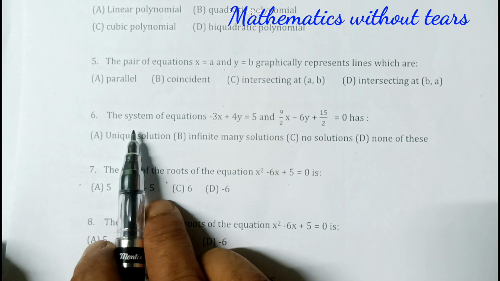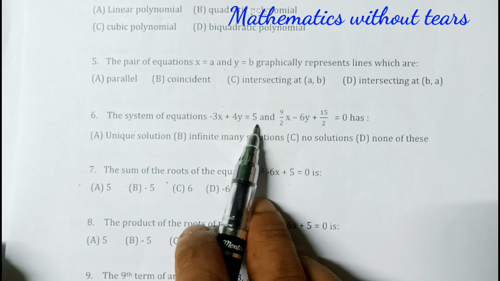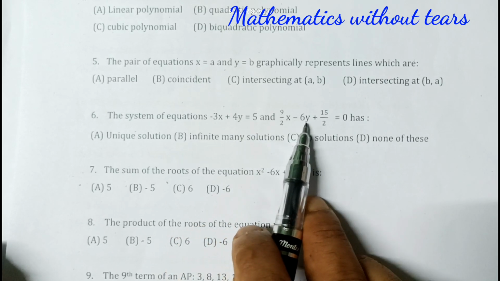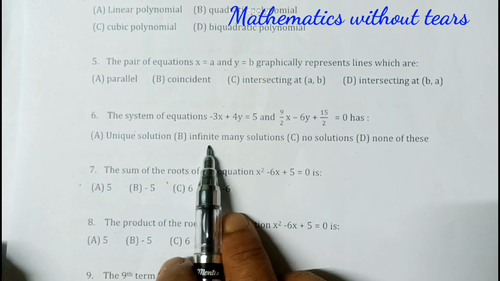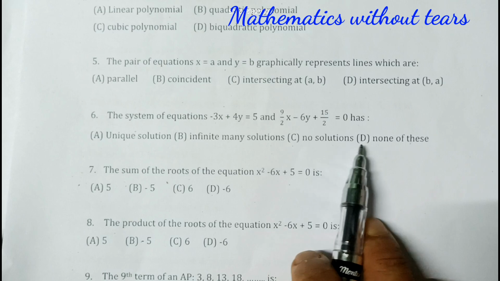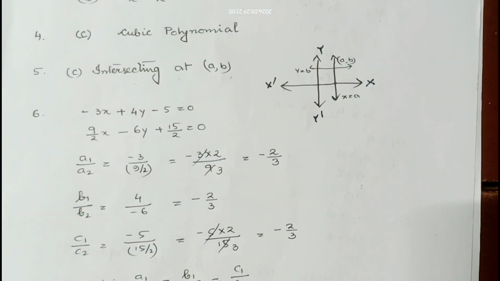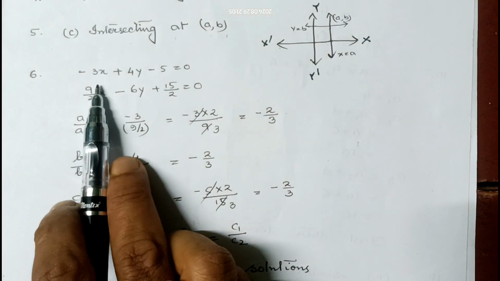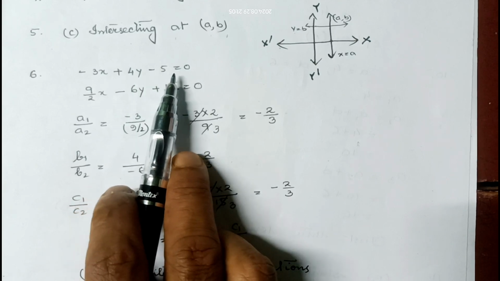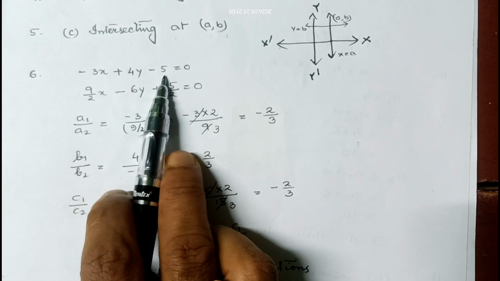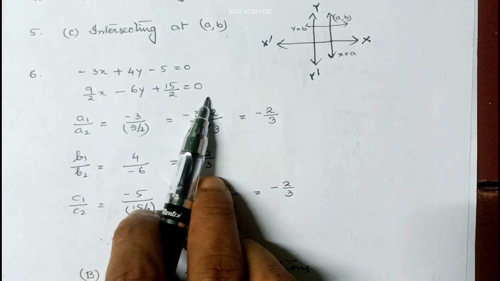Question number 6 it is given, the system of equations minus 3x plus 4y equals 5 and 9 by 2 x minus 6y plus 15 by 2 equals 0 has: unique solution, infinitely many solutions, no solutions, and none of these. Now for this particular sum we have to first find a1, b1, c1. The first equation is minus 3x plus 4y equals 5. If I take 5 to the other side it becomes minus 5, and the second equation is 9 by 2 x minus 6y plus 15 by 2 equals 0.